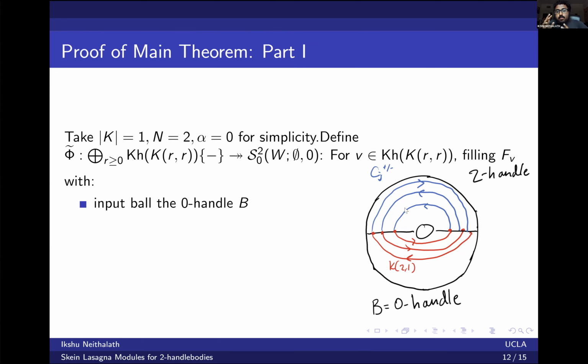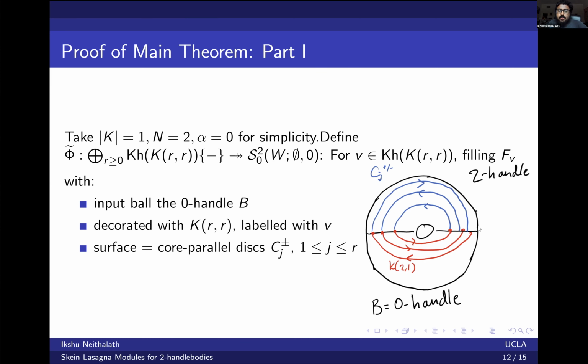So now let's try to construct a lasagna filling. So we need three things, right? We need an input ball, first of all. So let's just take the zero handle to be our input ball. We need to decorate that with a link. We'll just use K of R, R, and label that link with an element of its Khovanov homology. In this case, just the element V that we've chosen in the Khovanov homology of K of R, R. Okay, and finally, we need a surface whose boundary is precisely that cable, K of R, R, inside the four manifold.